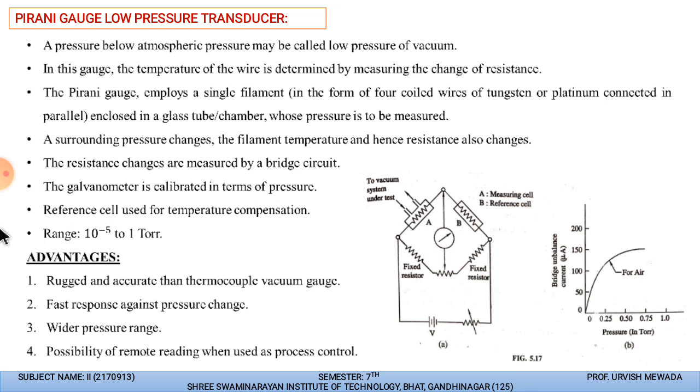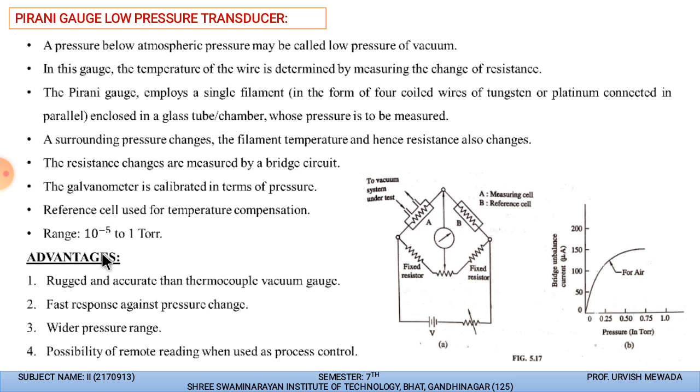The reference cell is used for temperature compensation. If there is any increase of temperature beyond the prescribed level, it can be compensated with the help of this compensating or reference cell. The range is 10 raised to minus 5 to 1 torr. So this is the range of this gauge, with the help of which we can measure this pressure.